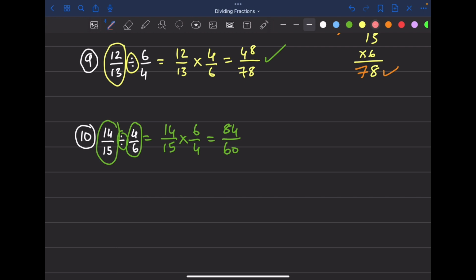Once again, let's check both of them very quickly on the side. So 14 times 6. 6 times 4 is 24, so 4 on the bottom, 2 on top. 6 times 1 is 6, plus 2 is 8. So that's that. And then 15 times 4. 5 times 4 is 20, so 0 on the bottom, 2 on top. 4 times 1 is 4, plus 2 is 6. So we are correct once again. So we are done with this question, and that's it for dividing fractions.